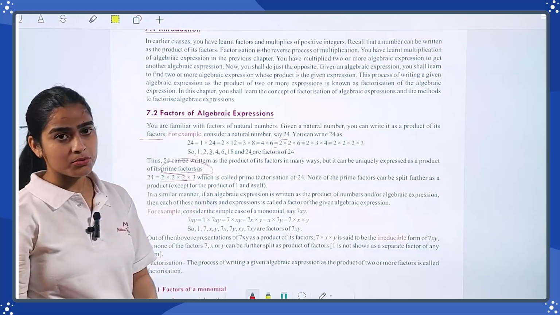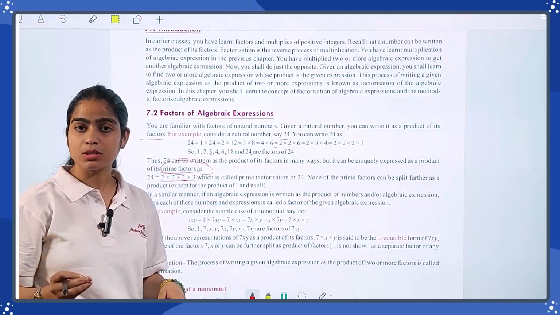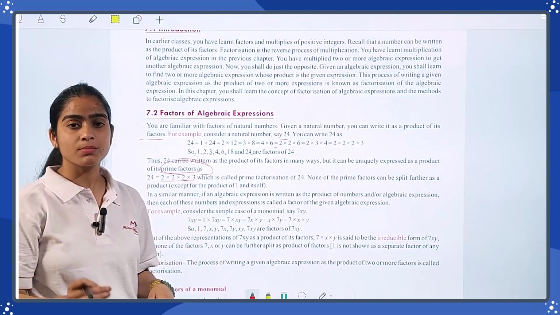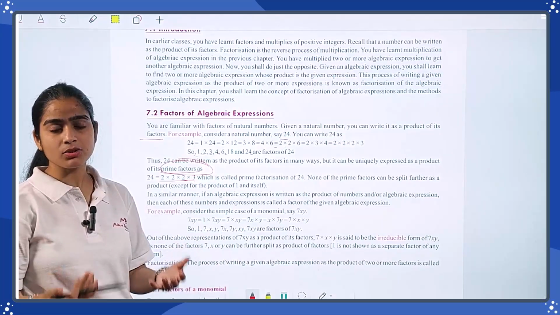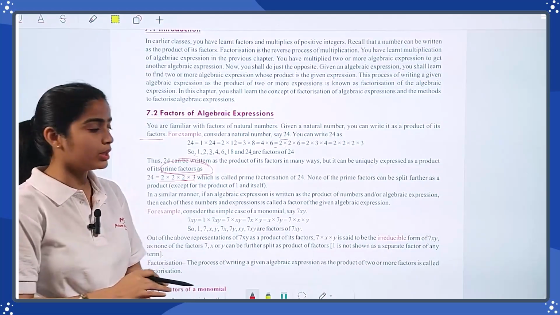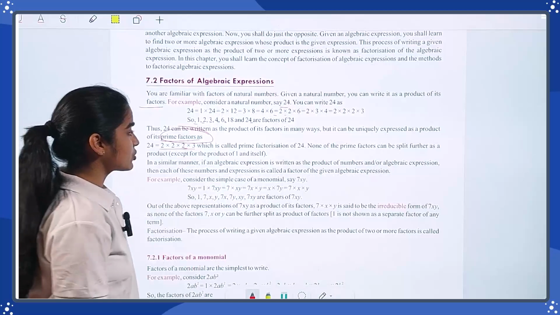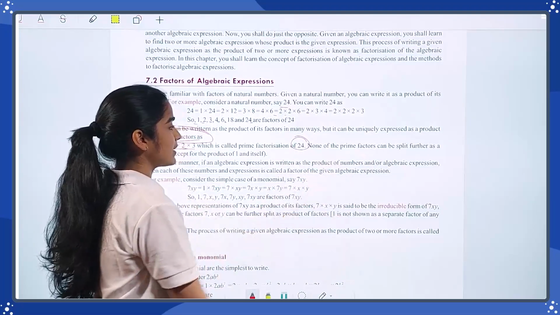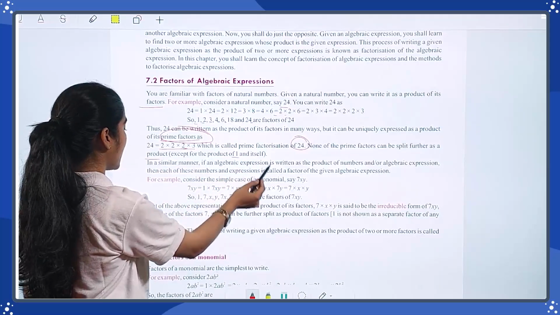First of all, I hope students you remember what is meant by prime numbers. Prime numbers are those numbers which are not divisible by any number other than 1 and themselves. You can say those numbers which only come in their own table or are divisible by 1 only. Next we have what is called prime factorization of 24. None of the prime factors can be split further as a product except the product of 1 and itself.